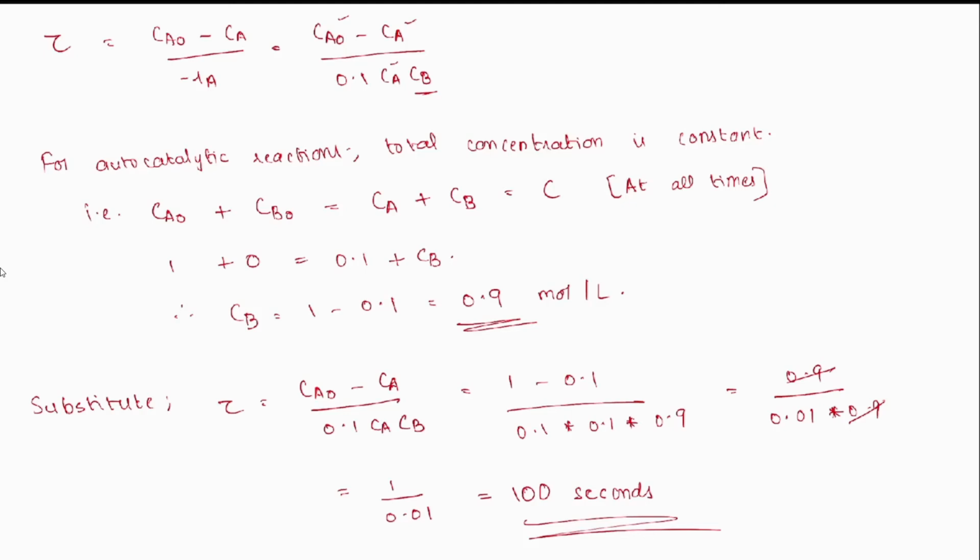Then to find Cb, we can use this balance for autocatalytic reactions, which means the composition at all times in an autocatalytic reaction will be constant. So using this, we can find the value of Cb as well, and we just have to substitute all these values in the design equation for CSTR, and the final space time will come out to be 100 seconds. Is this clear?